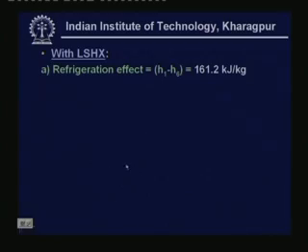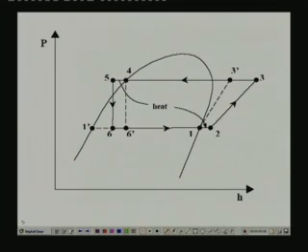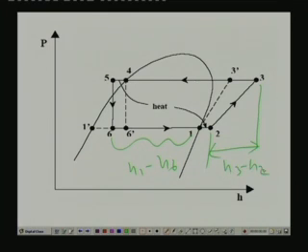So, first let us find the results with the liquid suction heat exchanger. So, refrigeration effect is nothing but H1 minus H6. You can see that with the liquid suction heat exchanger, this is the refrigeration effect H1 minus H6, and the work of compression is H3 minus H2, and the inlet temperature to the compressor is at point 2, exit is point 3. Okay.